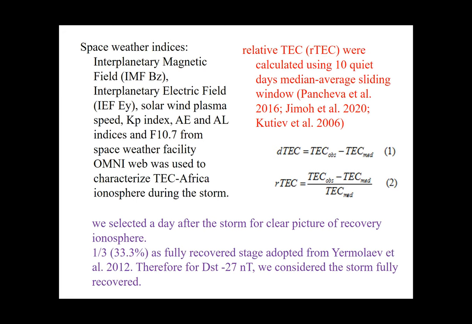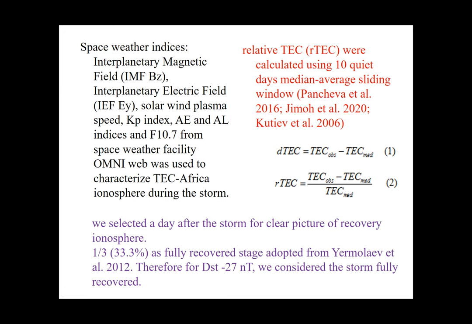And then the F10.7, we got that from the OmniWeb website of NASA in order to know the African ionosphere during this storm. Then the red line in there shows the method we use. We use the ROTEC, that is the relative TEC, which we calculated using a 10 quiet days median average sliding window that is referenced by Pancheva and others.